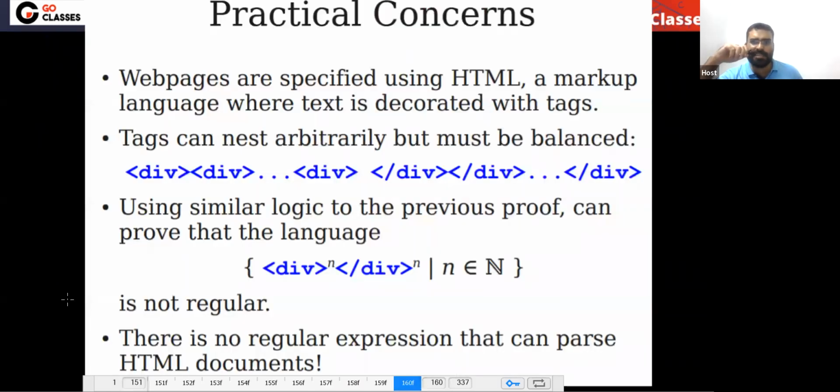And similarly, HTML. Can I say HTML is regular? HTML is also not regular, because in HTML, what we need is that this type of tags should match. Yes or no? In HTML, the tags must match. So HTML is also not regular.